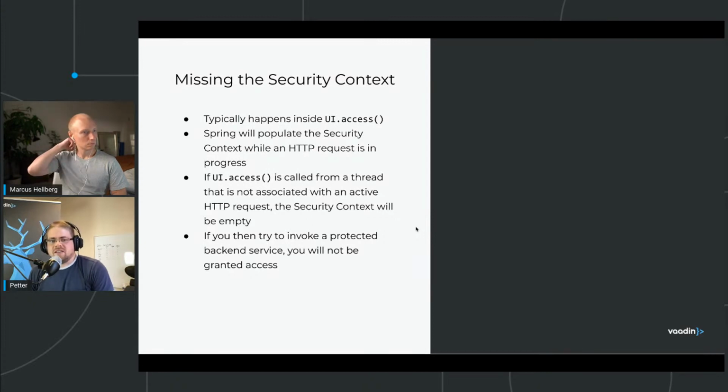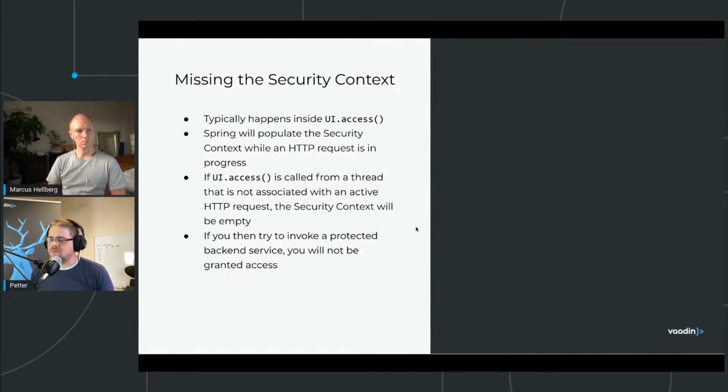The problem is that you can call UI.access from any thread you like. You can call it from a background thread, or even if you're calling it from an HTTP request thread, it may actually end up being executed by some other thread, depending on different circumstances that I'm not going to go into here. But anyway, if you call UI.access and there isn't any active HTTP request, then there won't be any security context either. And if you try to invoke a protected backend service, you will just get an access denied message.